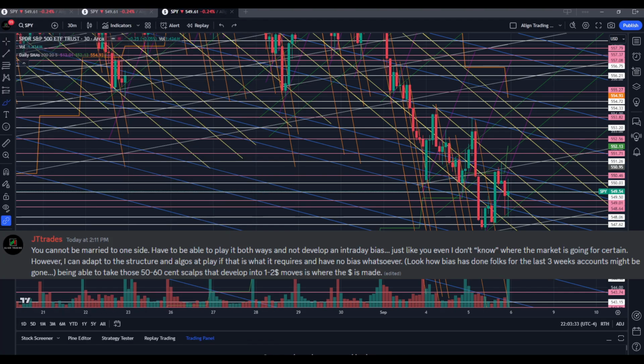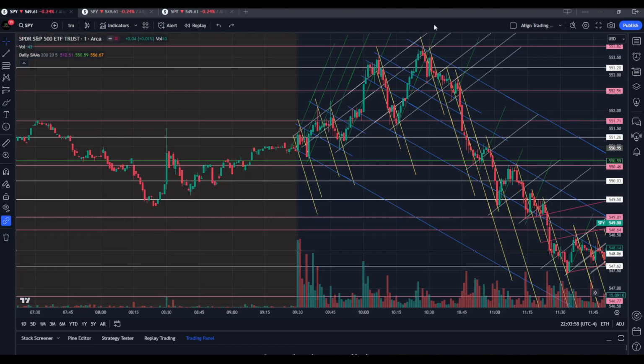Now, like I was explaining to members later in the day, you cannot be married to one side. You cannot have an intraday bias. If the structure changes, then you have to be able to change which way you are trading it and be able to flip once you see the confirmations, right? And that is going to be where the money is made, by being able to scalp when the conditions change. So let me show you here on the 1-minute chart what I mean, and then we will get into the more in-depth parts of it.